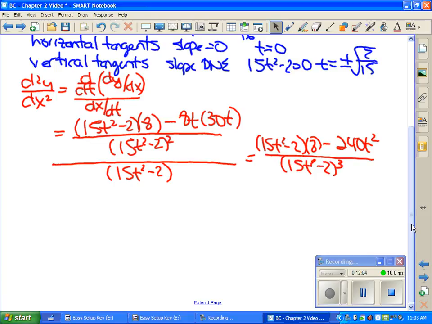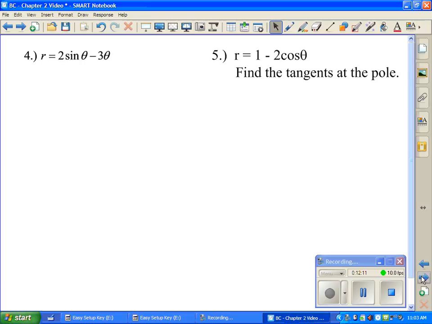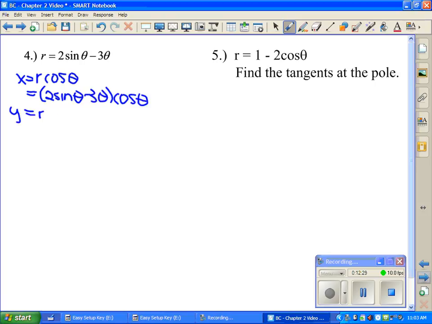Last thing we did in terms of types of derivatives was polar derivatives. For the polar derivative, what we had to do was define x and y. x is equal to r cosine theta, so then you substitute in the equation for r times cosine theta. And likewise, y was equal to r sine theta. So that becomes 2 sine theta minus 3 theta sine theta. And then this became basically our parametric derivative.